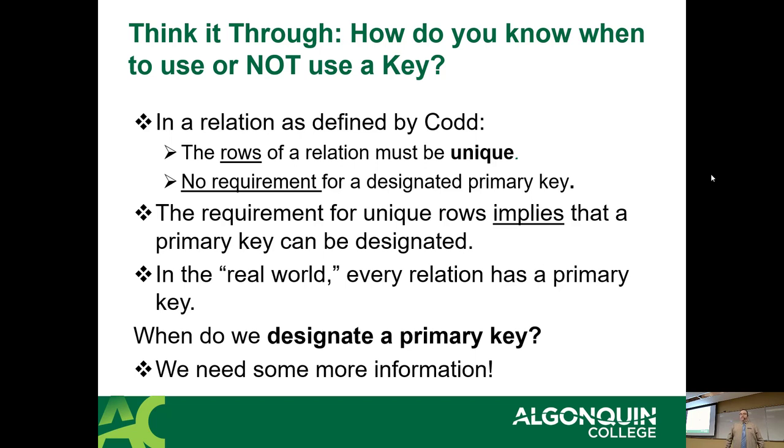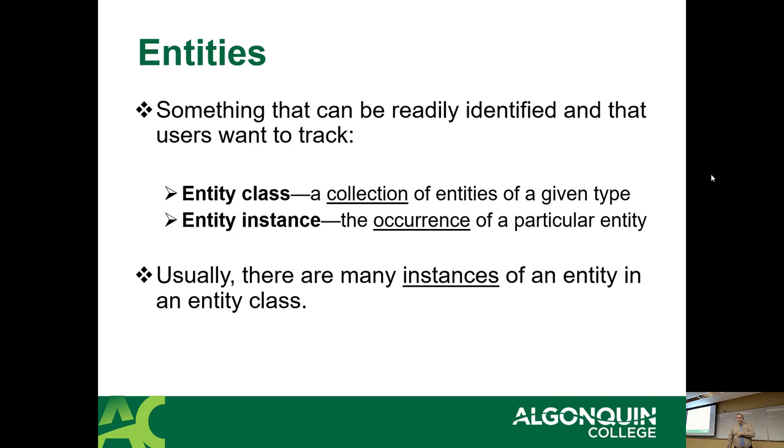Entities. An entity is something that can be readily identified that somebody wants to track. An entity class is a collection of entities of a given type. An entity instance is the occurrence of a particular entity. So the word entity class, I've heard it used as entity class, entity type, and entity. They're all the same thing. So I'm going to avoid saying extra words. I'm just going to call them entities.